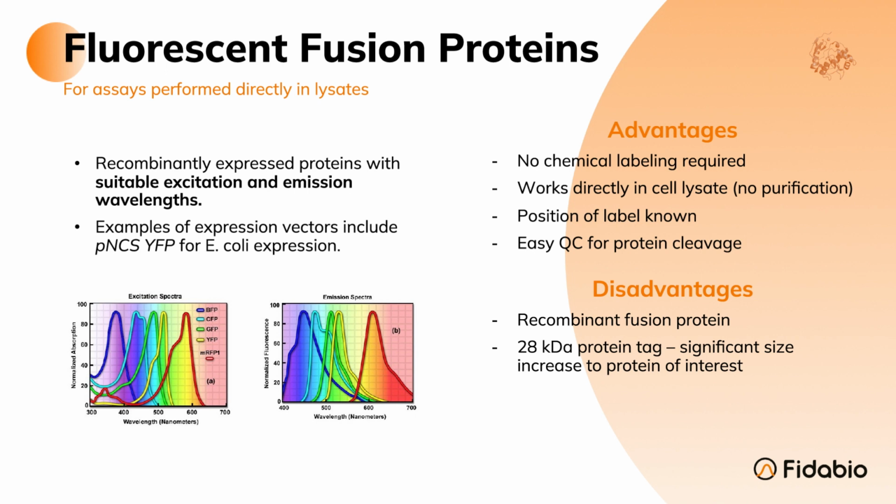A wide range of excitation wavelengths suitable for your detector setup is available. The most common fusions are green or yellow fluorescent proteins with the 480 nanometer excitation detector. The main drawback to this strategy is that the fluorescent proteins are 28 kilodalton tags and will thus represent a significant size increase to your protein of interest.